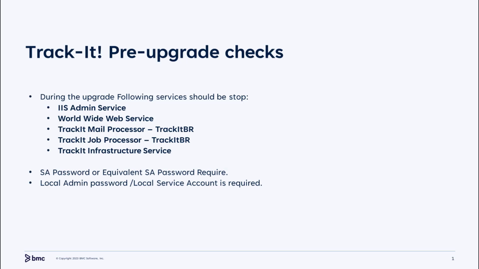Before performing the upgrade, Trackit pre-upgrade checks are required. During the upgrade, the following services should be stopped: IIS Admin service, World Wide Web service, Trackit mail process service, Trackit job process service, and Trackit infrastructure service. Make sure third-party applications do not start the services.